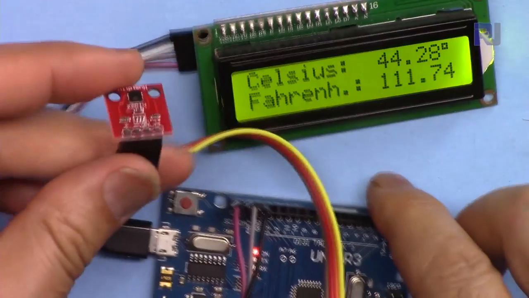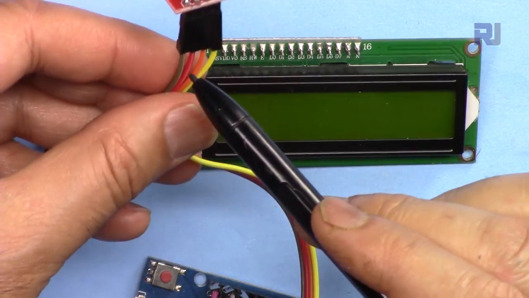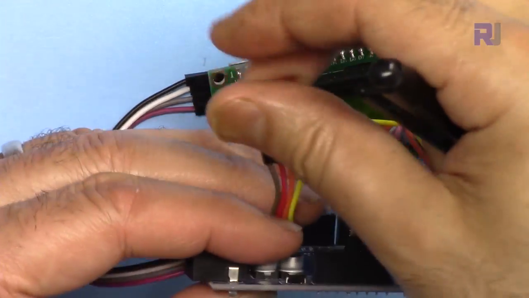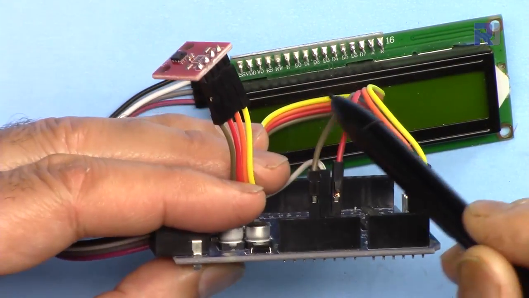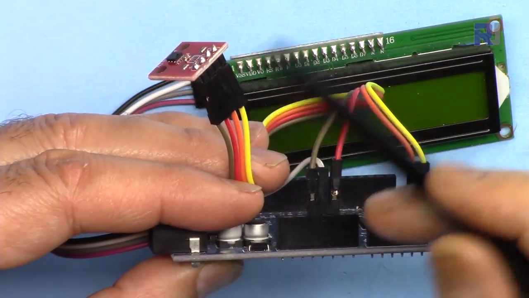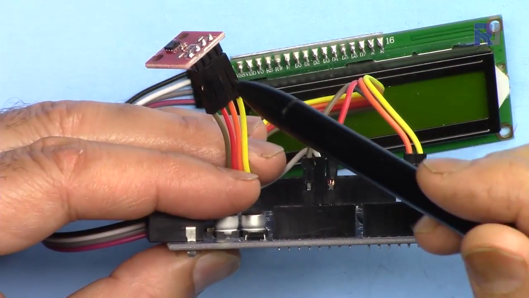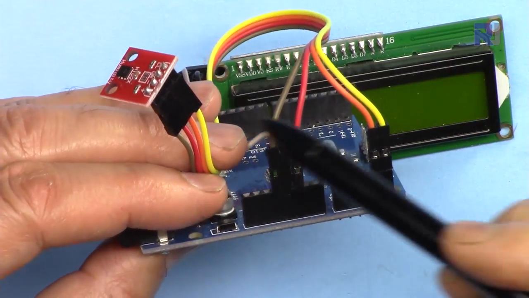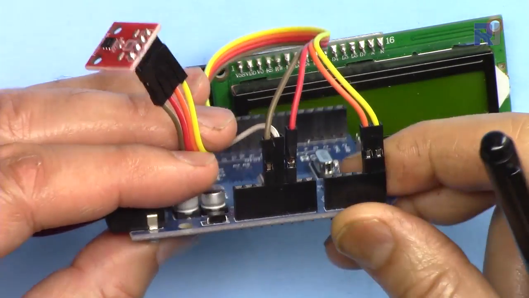Now let me explain the wiring. For this one we have four wires. The four wires have been arranged like this. From the left, this is 3.3 volts, connected to the 3.3 volts. The second pin is red, connected to the ground. And then this is SDA, the orange, connected to A4. And SCL is connected to A5 using a yellow wire.